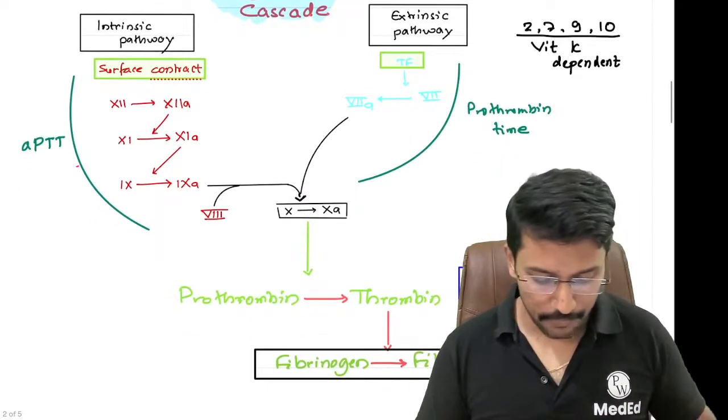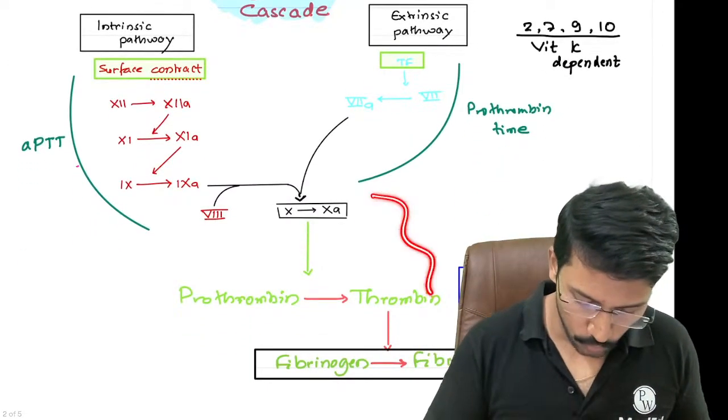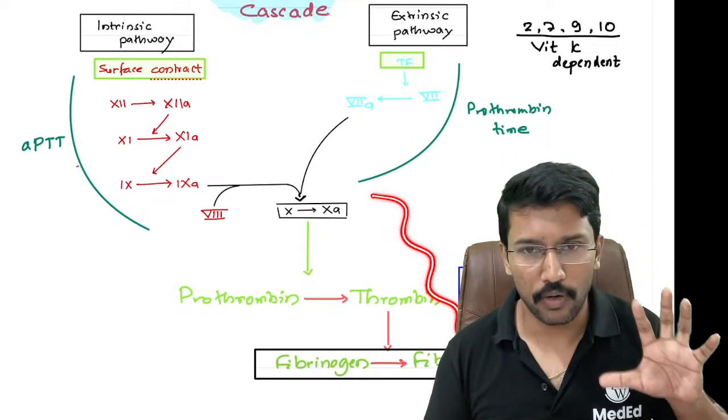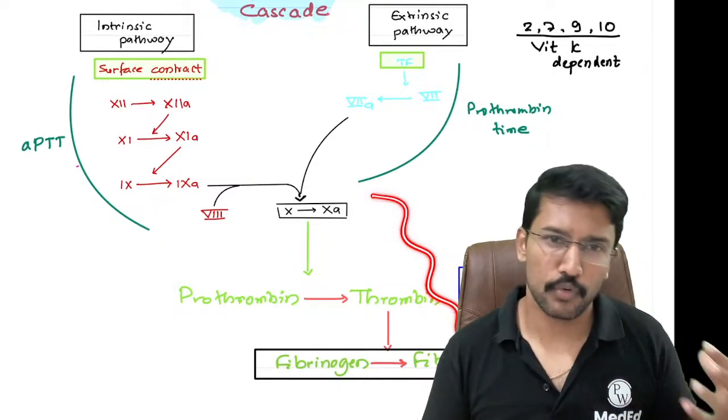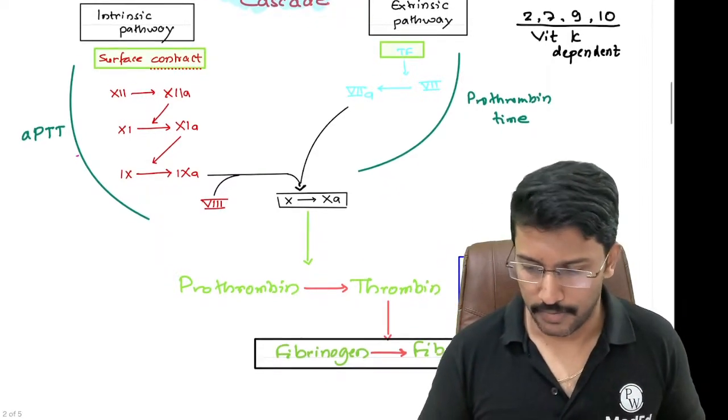So if you have a defective factor, factor 10 to fibrin is what we call the common final pathway. So if you have a defect of the final common pathway, prothrombin time and aPTT both will be elevated.